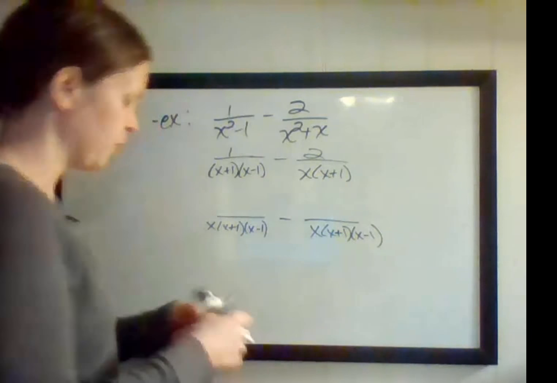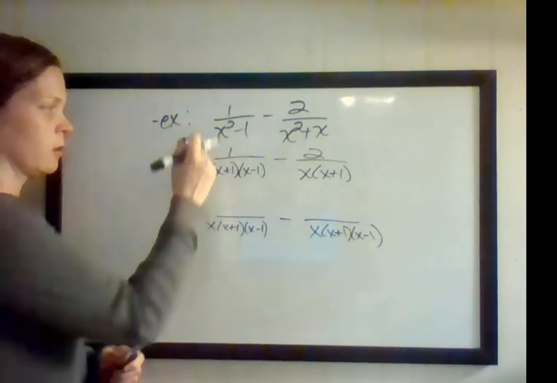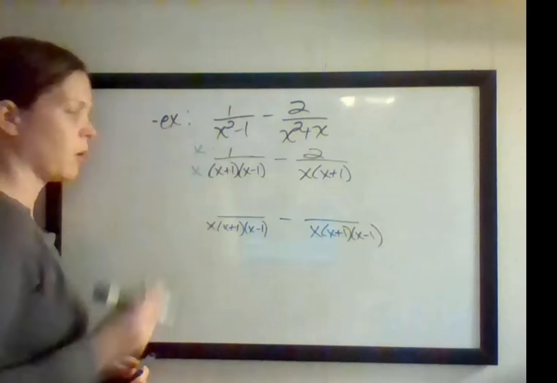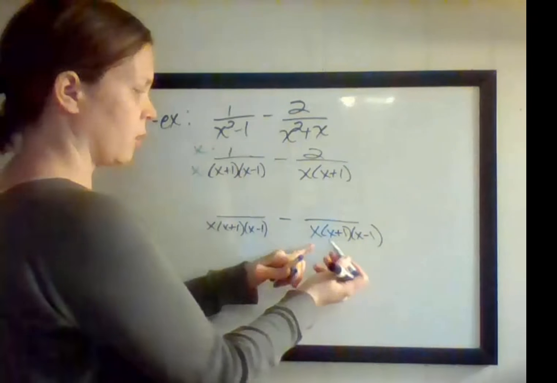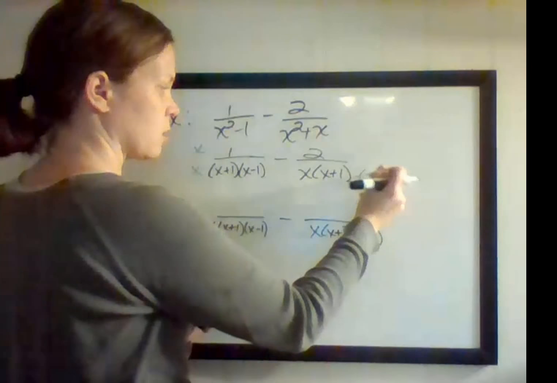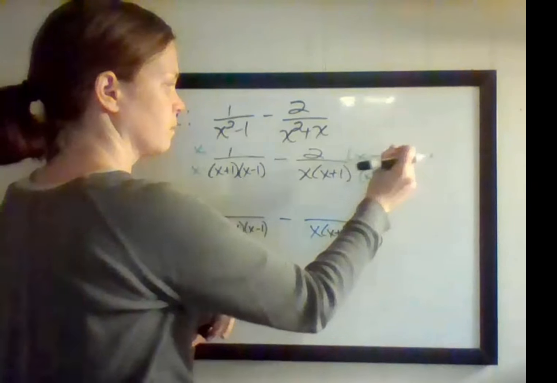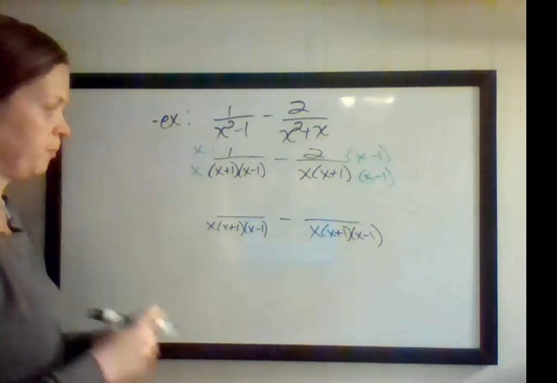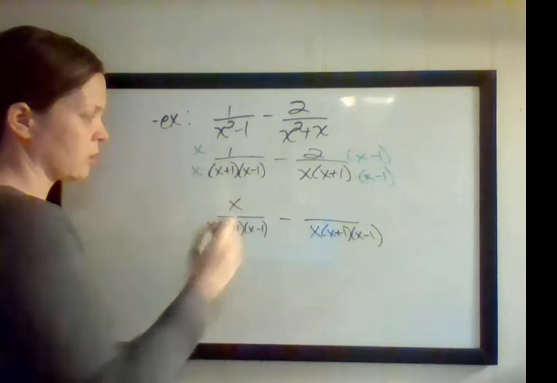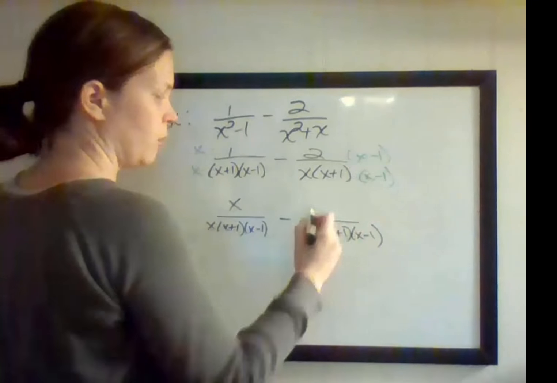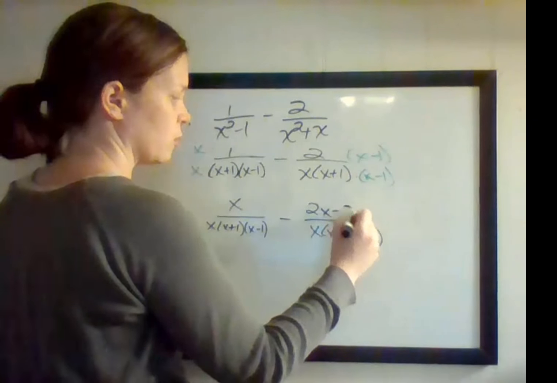That's my common denominator. So in the first one, I am missing an x. So I'll have to multiply that top and bottom. Second one, I'm missing, it looks like, x minus 1. Multiply top and bottom by that one. So in the first fraction, I'll have an x on top. Second one, I'm going to distribute right away. 2x minus 2.